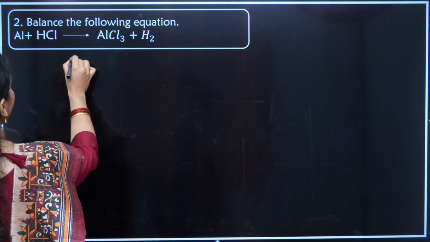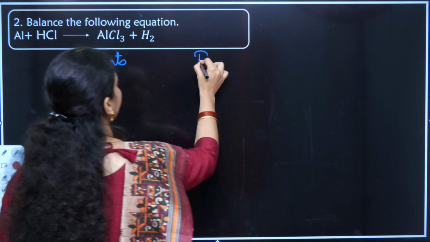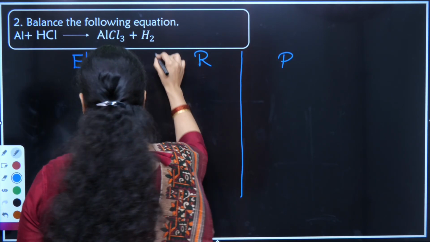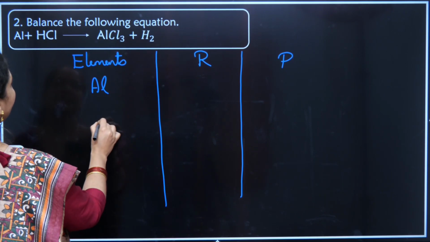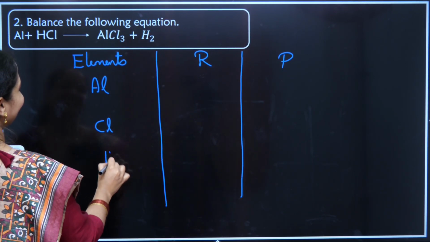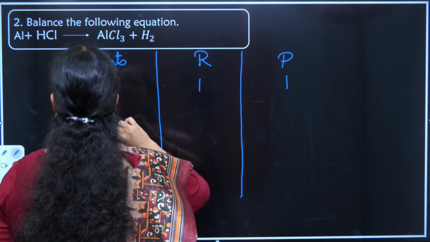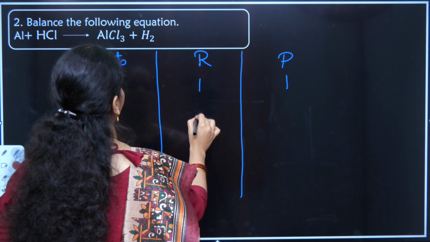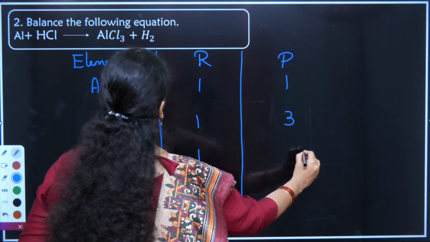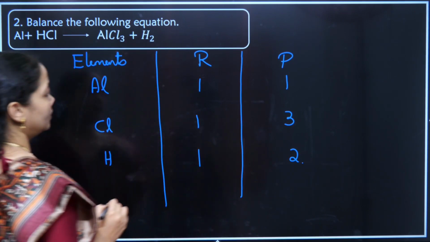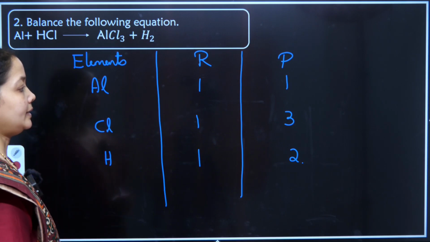Aluminium: 1 in my reactant side, 1 in my product side. Chlorine: 1 in my reactant side and 3 in my product side. Hydrogen: 1 in my reactant side, 2 in my product side. So these are the elements and the count of the elements present here. Hence, let us start balancing.